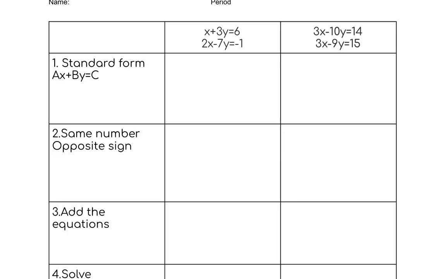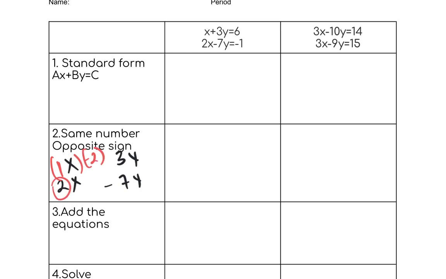Right, for these questions, again, we're going to start with standard form. X, Y, equal sign and a number. So it looks like I have it. Now I'm looking for same number, opposite sign. I have x and 2x, 3y, and minus 7y. You always want to start with the one that has a 1 on the front because that's easy to multiply. I can just multiply by negative 2, and that will give me the opposite sign of 2.